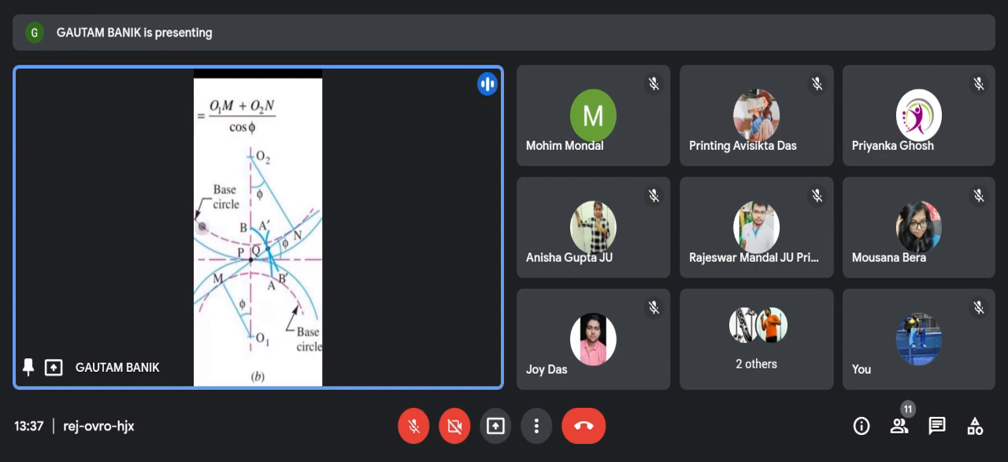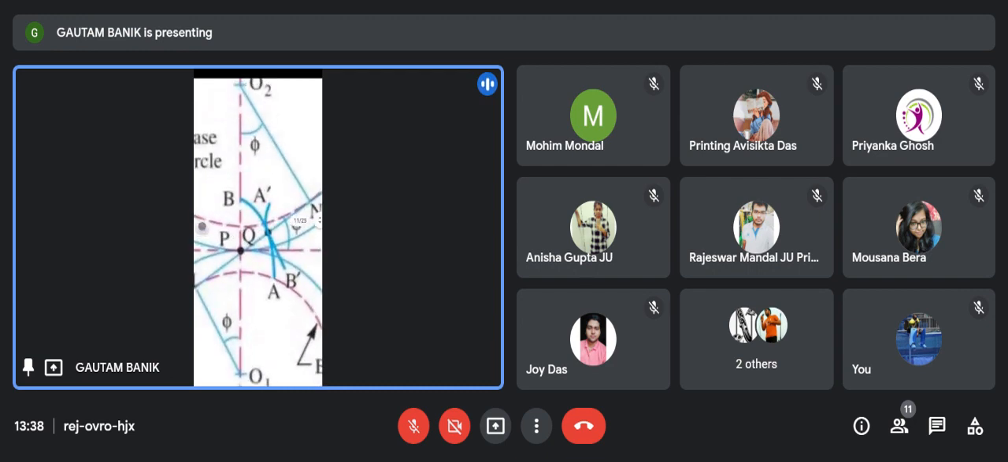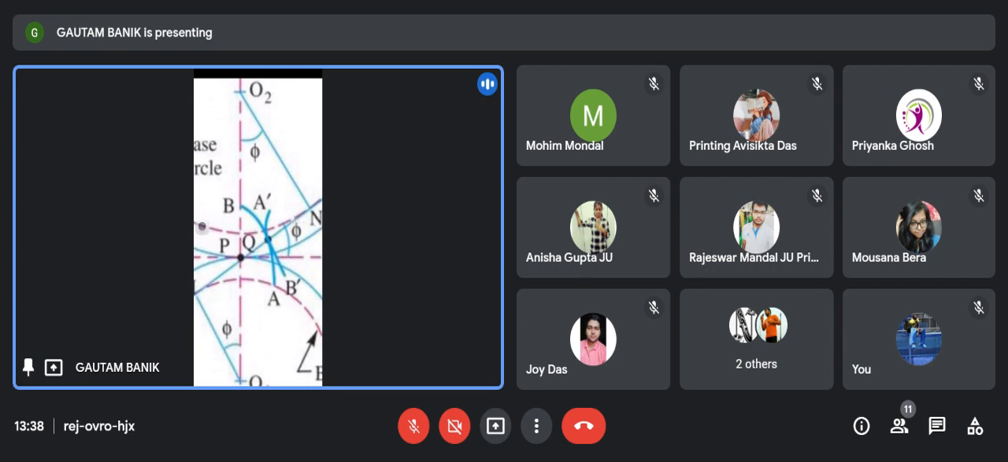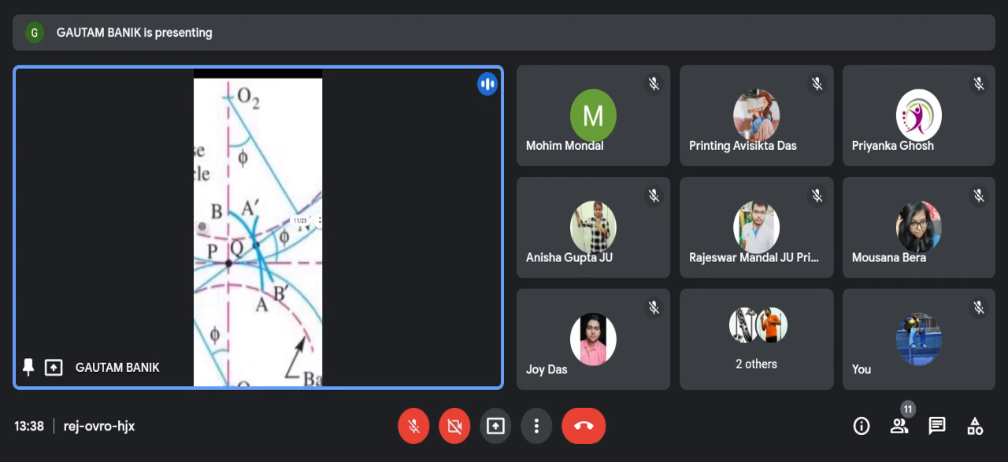P is the pitch point, and the horizontal line is the common tangent. Another part is the point of contact between the two teeth, which is represented by Q. Then draw a common tangent and a common normal. This is the common normal.